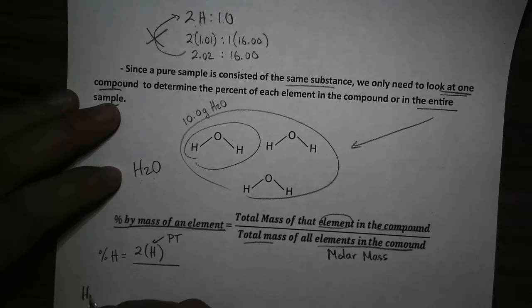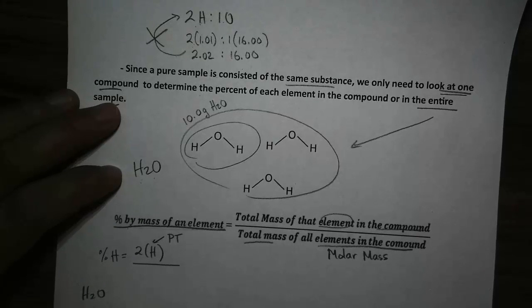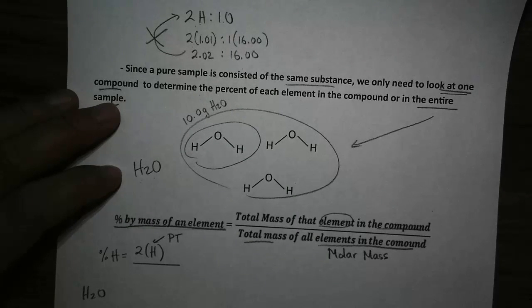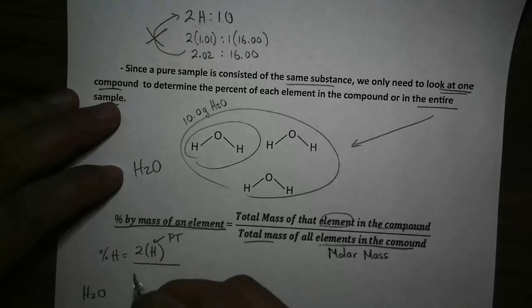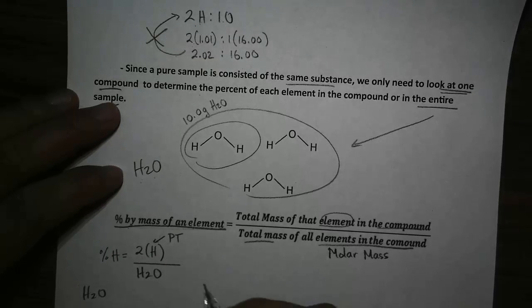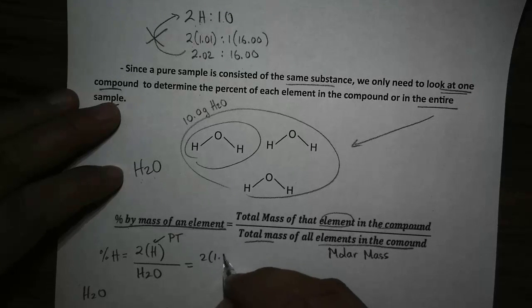In this case, if we look at H2O, we have hydrogen. There are 2 of it, 2 times 1.01 equal to 2.02. And for oxygen, it's 1 times 16.00, and that gives us 16.00. And we add them together, give us our molar mass, 18.02.